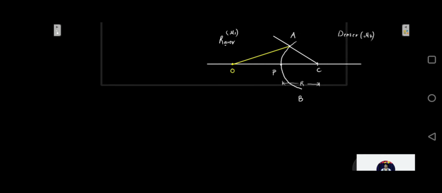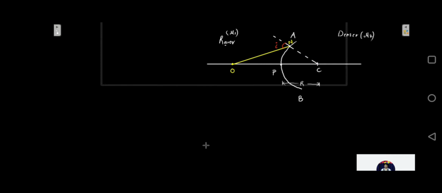Okay, so if I want to draw a normal at this point, what I have to do is simply draw a radius. Just extend a radius, you get the normal at that point. So let's say this point over here is N. So ON becomes my incident ray. This is going to be my angle of incidence over here. Let's mark it as I.